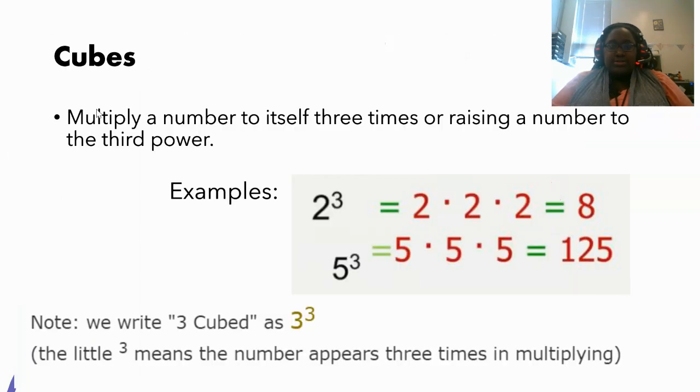Now, the next definition we have is cubes. It's when you multiply a number by itself 3 times, or you raise a number to the third power. So we have 2 to the third power, which is equivalent to saying 2 times 2 times 2, which is 8. And then we have 5 cubed, which is the same thing as saying 5 times 5 times 5, which is 125. Again, make sure you copy this down in your notes. This is another vocabulary word.